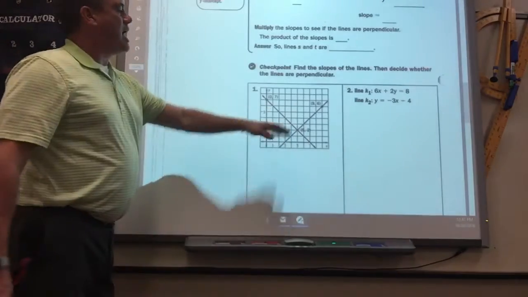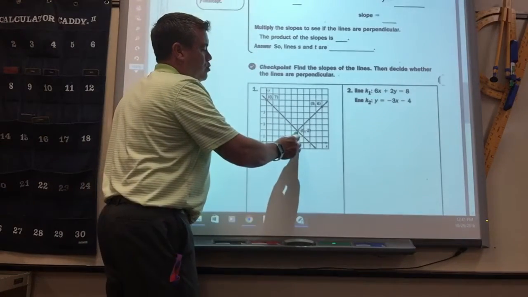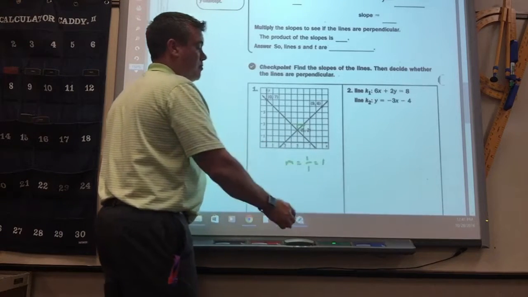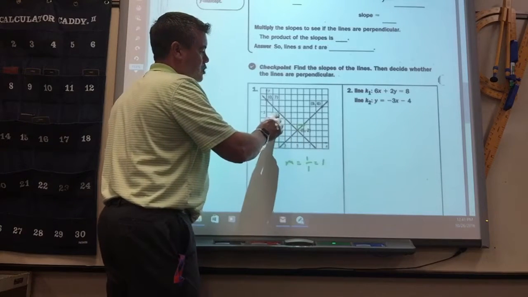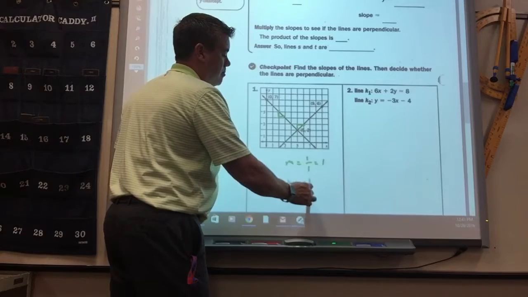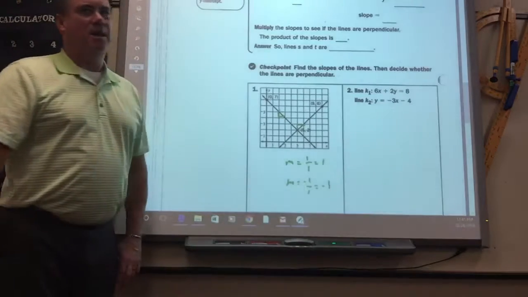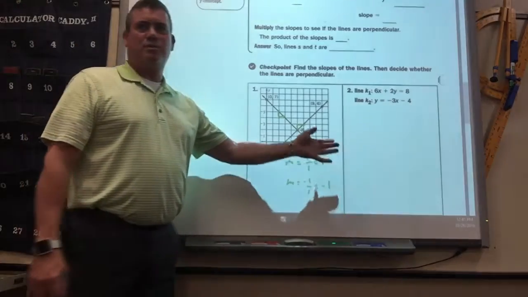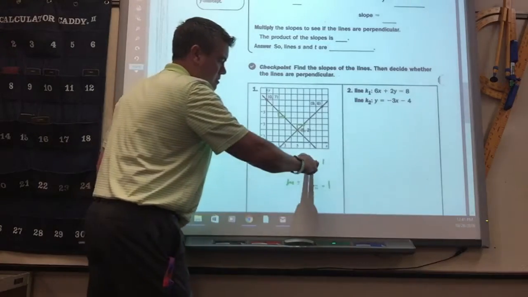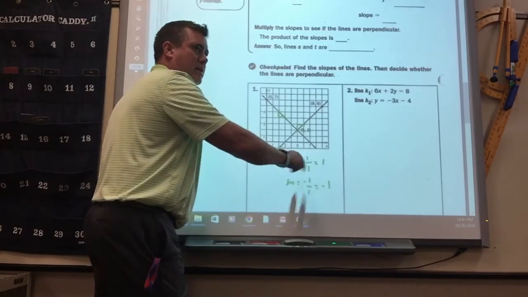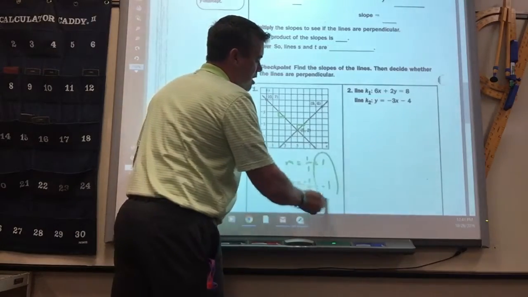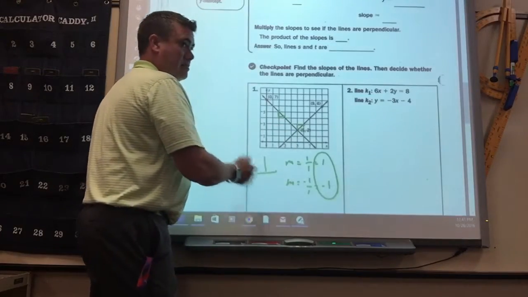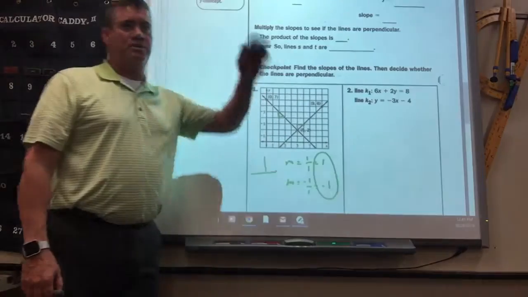So again, if you've got the graph, you can just do rise over run. This rises 1 and runs 1. 1 over 1, which is 1. This one, you can choose any point. It goes down 1 and over 1, which is negative 1. Are they negative reciprocals? No. 1 is the only thing that's a reciprocal of itself. Because if you notice, if you flip 1 over 1, it's still 1 over 1, right? So, these two are considered reciprocals of each other. So this one is perpendicular. Okay, so remember that 1 is the only number that's a reciprocal of itself.